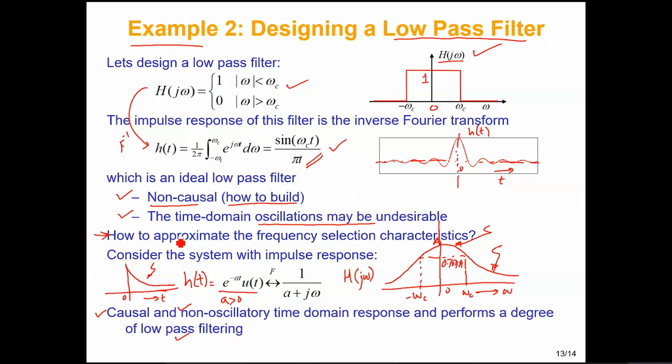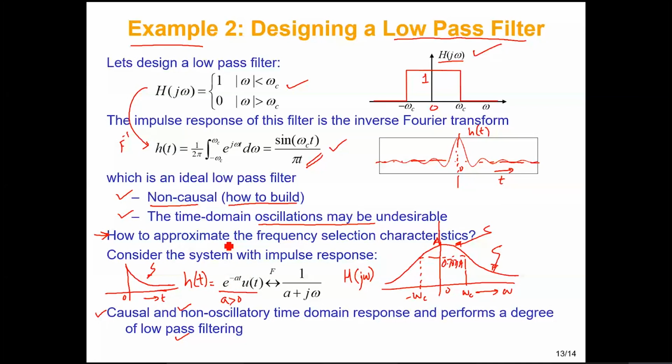Now, how do we overcome these problems and come up with a good enough low-pass filter? For that, e raised to the power of minus at u(t), if that is taken as the impulse response of a system, you will see that its frequency response approximates a low-pass filter because it performs to some degree low-pass filtering. And it does not suffer from these two drawbacks. First of all, it is causal, right-hand sided. The other, it does not have any oscillations. So this is what we have for low-pass filtering.